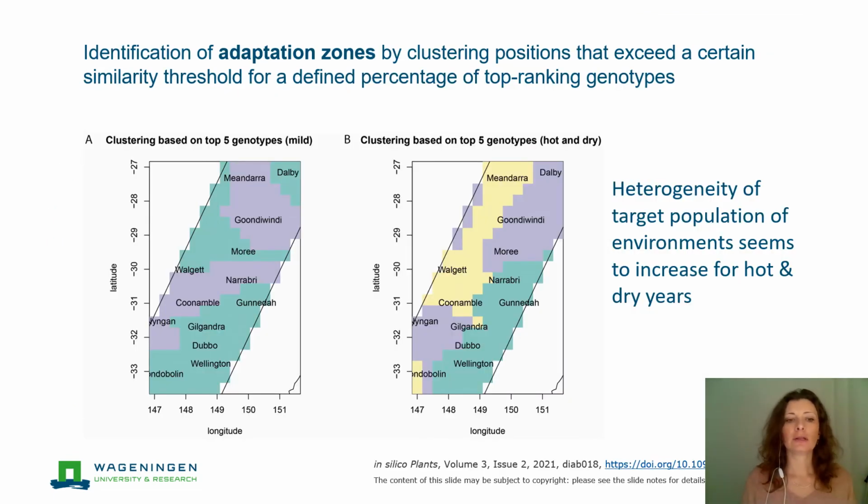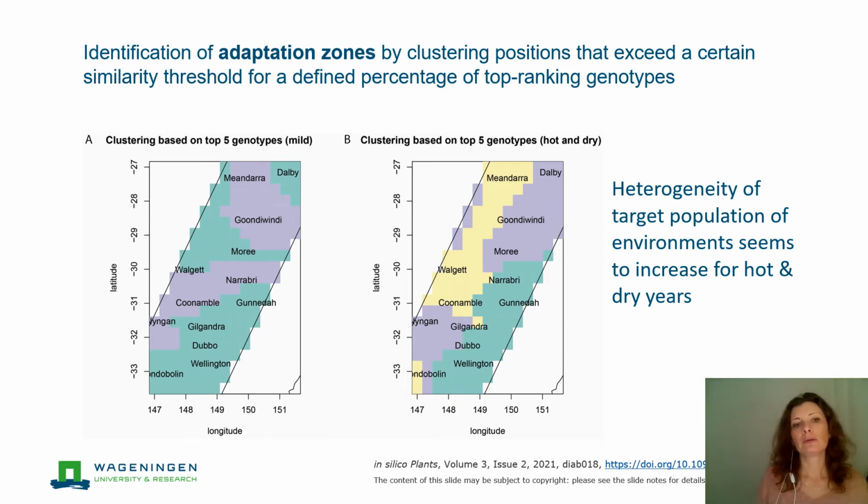So we ran this analysis for the 156 genotypes, and for each pixel in the map, we were able to check the ranking of genotypes, resembling a little bit what could occur in a breeding program. And we did that separately for mild years and for hot and dry years, because we observed that both types of years induce strong genotype by environment interaction.